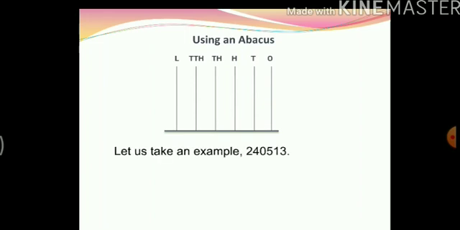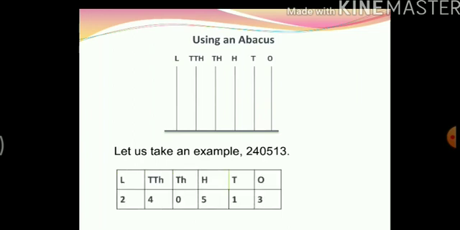Now let us take an example. We have a number 240513. Now we will represent this number on the abacus. Let's see how to do it. As usual, we will first put it in the place value chart. Now we know which place value holds which number.